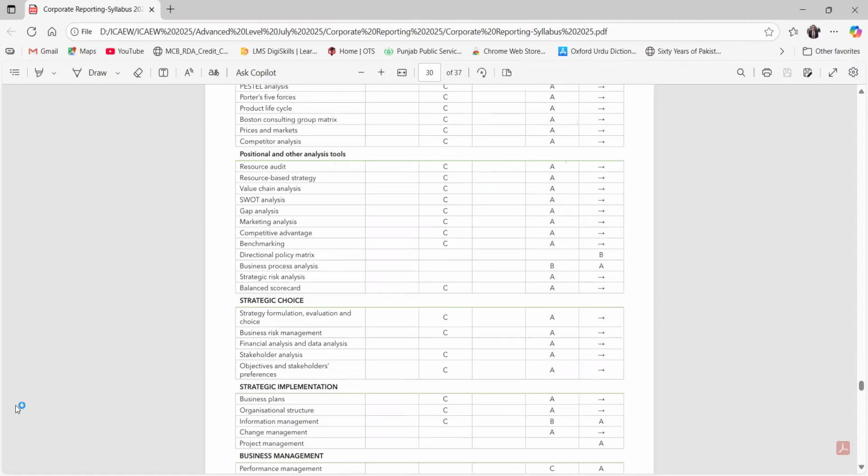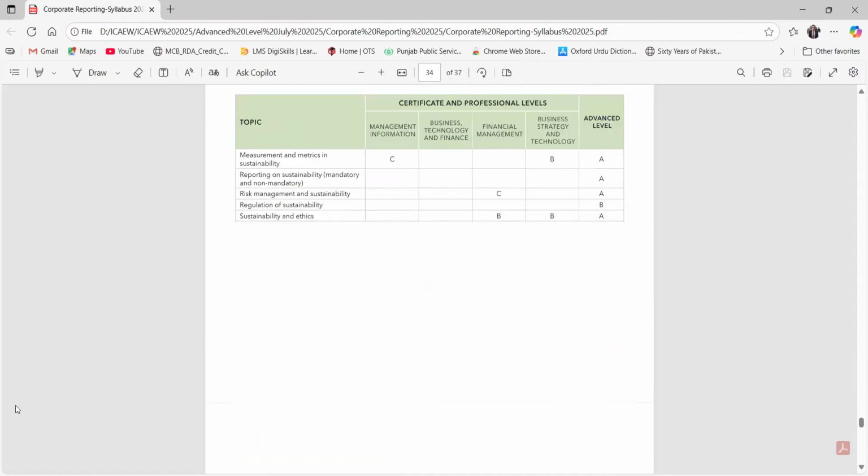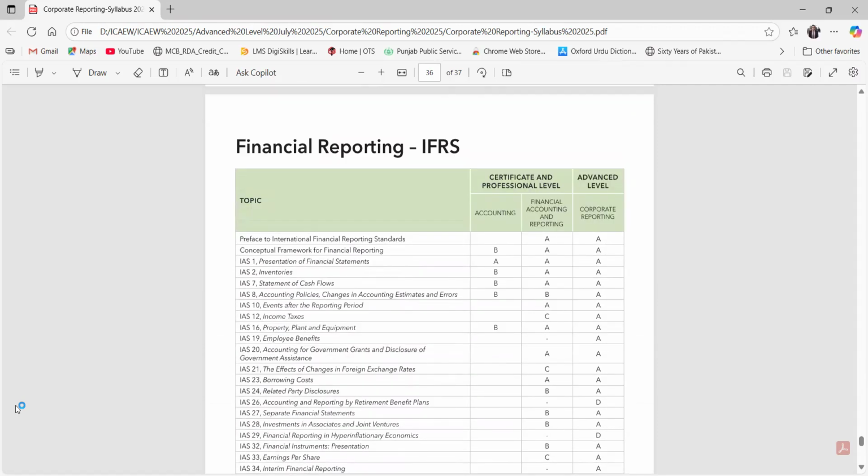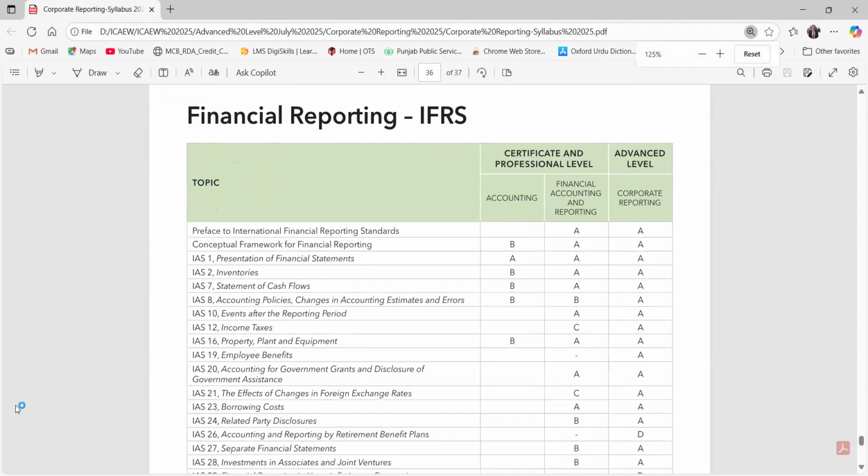First of all, we will talk about the reporting side, and then we will go to the audit section. In financial reporting, on my left-hand side, we have a list of topics. In the middle of the page, we have certificate and professional level. And on my right-hand side, we have advanced level as well. Starting with the very basics, that refers to International Financial Reporting Standards and the Conceptual Framework for Financial Reporting. Both of them are at level A.